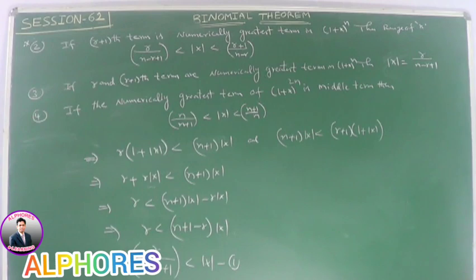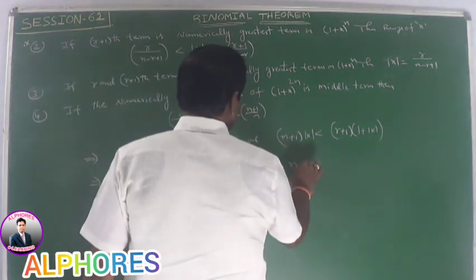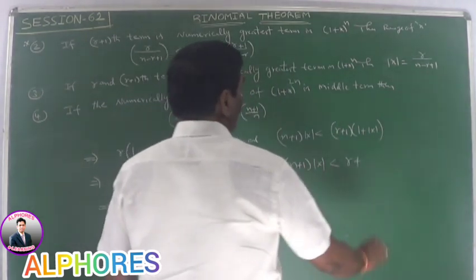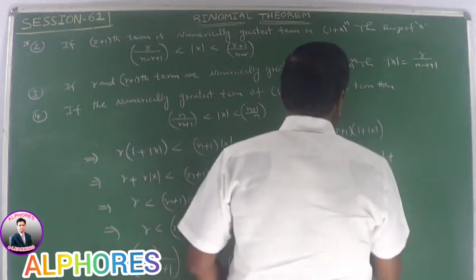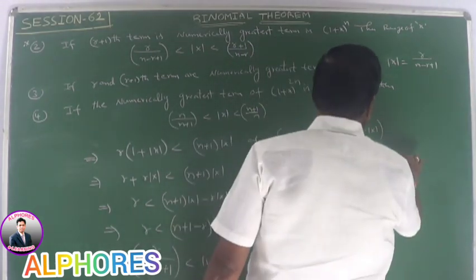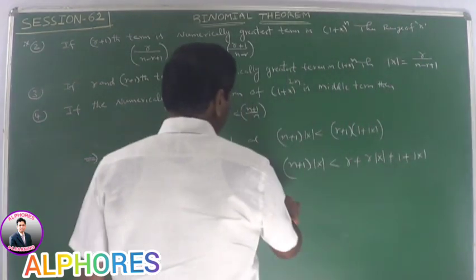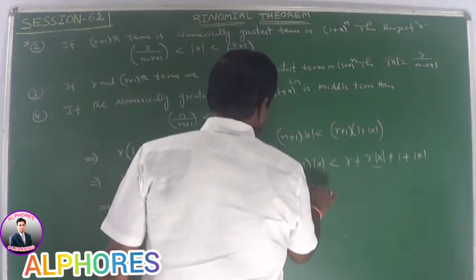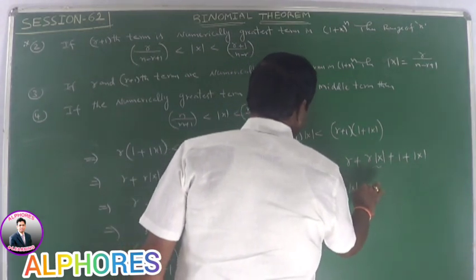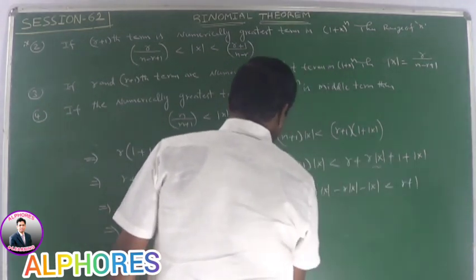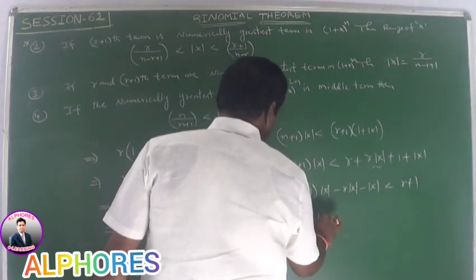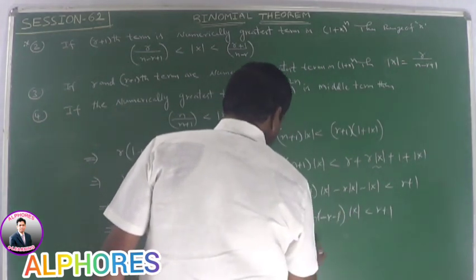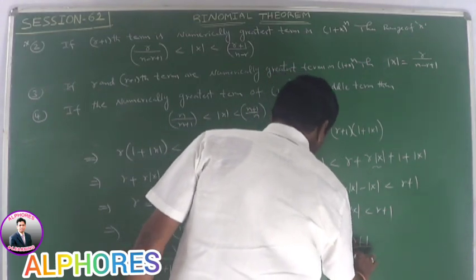Please observe this value. Similarly, from the second case, (n plus 1) into mod x is less than r into mod x plus r plus 1 plus mod x. Distributive property. You take mod x and move these mod x values to the LHS side. That means (n plus 1) into mod x minus r mod x minus mod x is less than r plus 1. Here mod x is the common term. (n plus 1 minus r minus 1) into mod x is less than r plus 1. Here 1 cancels. That means mod x is less than (r plus 1) by (n minus 1).